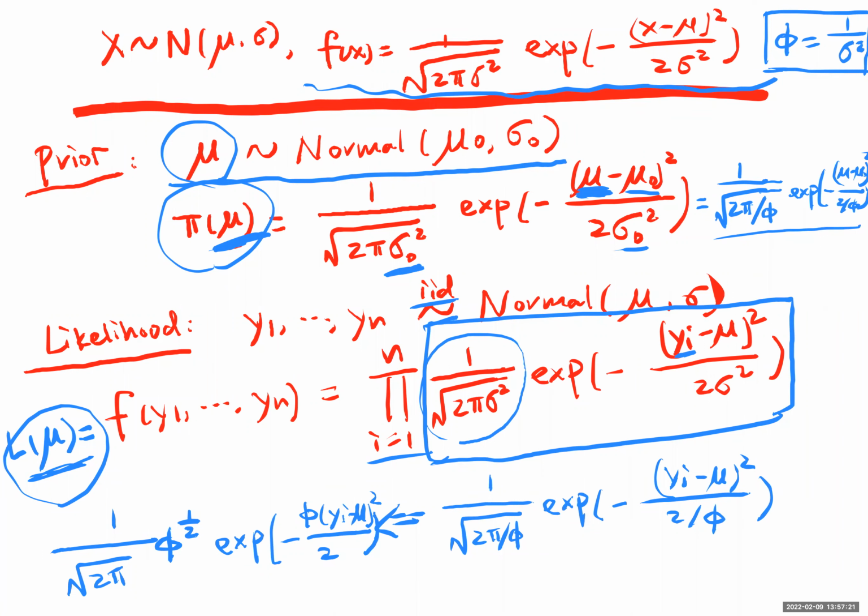I'll stop talking for now because I think it might be a lot of information at this point, but this is the first set of hints that I want to provide. The next step, like I said, is you multiply the pi(mu) with L(mu), and everything else except for mu is constant, so you don't need to worry about all of them. Eventually our goal is to recognize mu given y1 to yn and sigma as another normal.